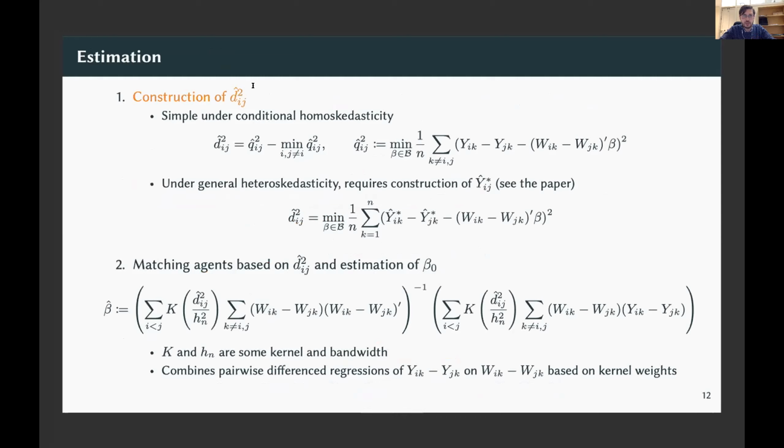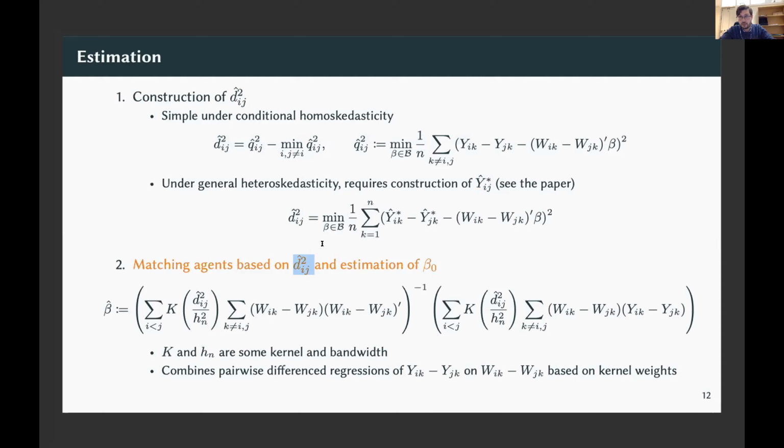Now I'm just going to quickly talk about estimation. My estimation strategies are essentially two-step estimators. The first step is to estimate those underlying pseudo distances. This is somewhat simple under conditional homoscedasticity, and more involved in the general case because it requires you to pre-denoise these error-free outcomes. The second step is all about finding agents similar in terms of their unobservables based on those pre-estimated pseudo distances. Now, an important remark: of course, in finite samples, you can never find pairs of agents with exactly the same values of the unobservables, right?